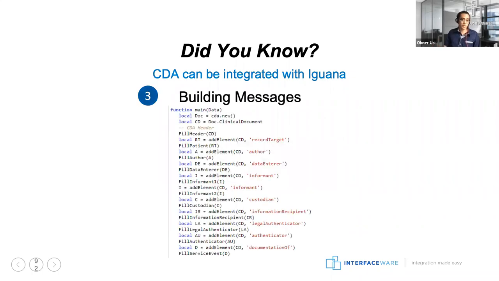To build the message, we have our own CDA API. This is here in this sample code. I created a new CDA document using cda.new, and I populate the field with the clinical document. We have an excellent example of this in our help document if you would like more information.